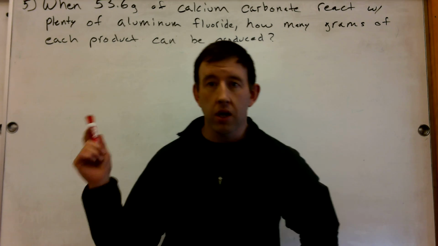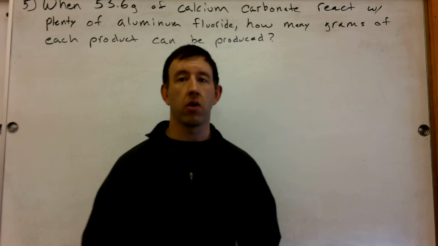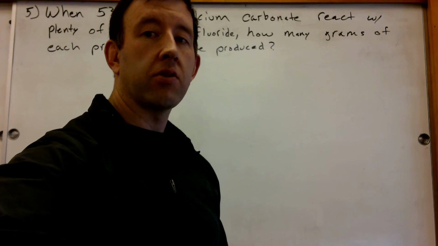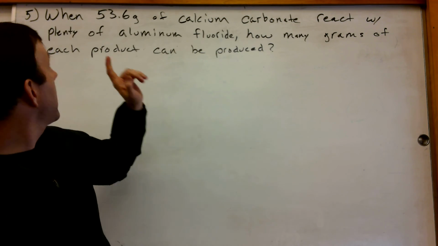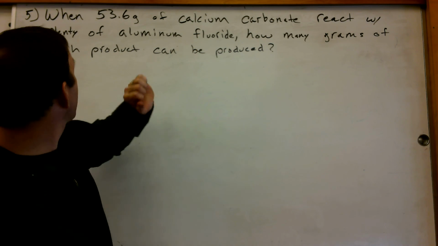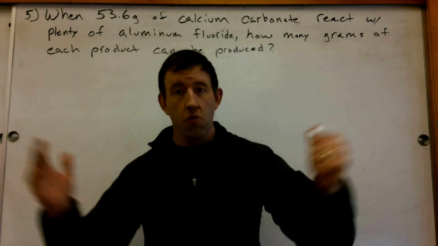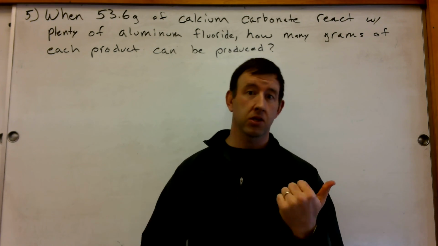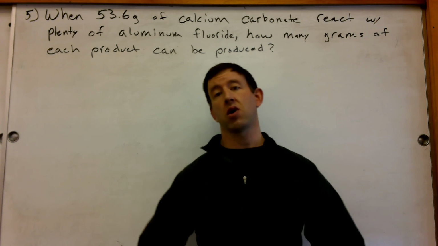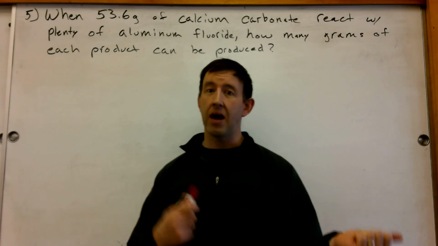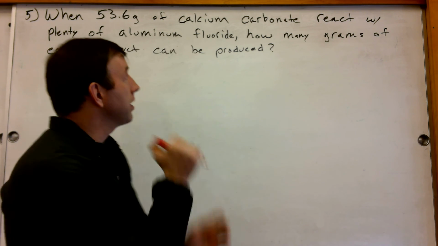All right, so we're going to get started, and I'm actually going to start by annotating this question. It says, when 53.6 grams of calcium carbonate react with plenty of aluminum fluoride, how many grams of each product can be produced? You'll notice I didn't give you the formula yet, so we're going to go back to the stuff we did last chapter: writing out the actual molecular equation, predicting what our products are, writing the correct formulas and balancing. That whole piece in and of itself gave some of you trouble, okay?